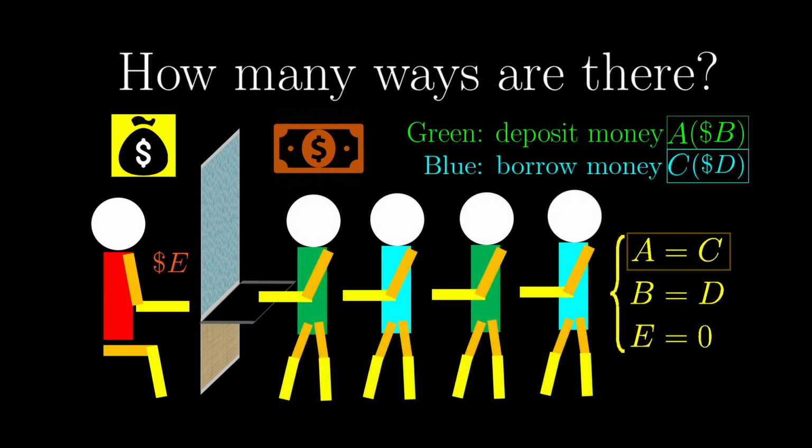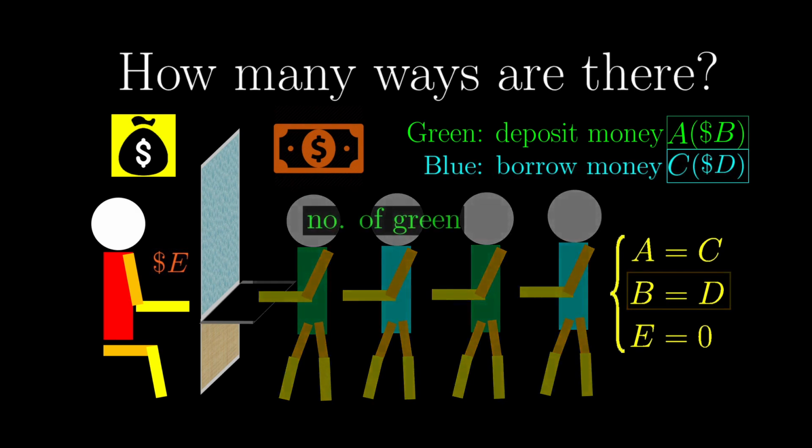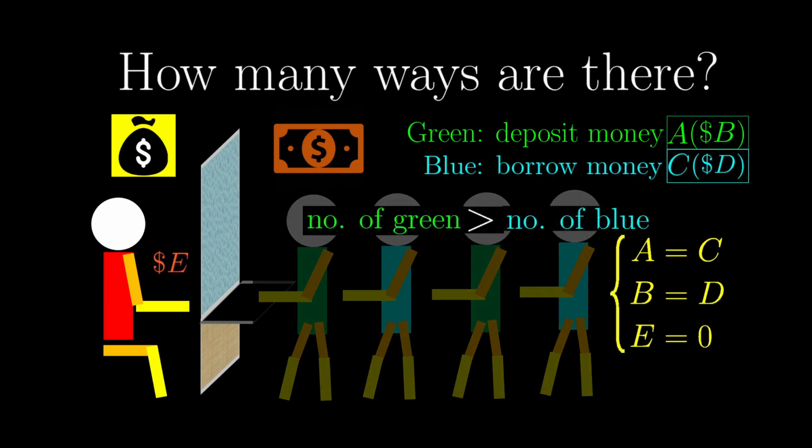A equals C, meaning that the numbers of people depositing and borrowing are the same, while B equals D means that the amount of deposit and loan are the same. The bank originally does not have any cash. Under this scenario, the exact amount of money does not matter as long as it is the same. All we need is to ensure that the number of people depositing money is at least the number of people borrowing money at every point of the queue.